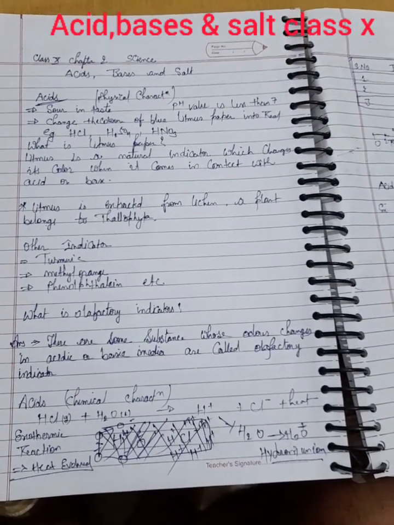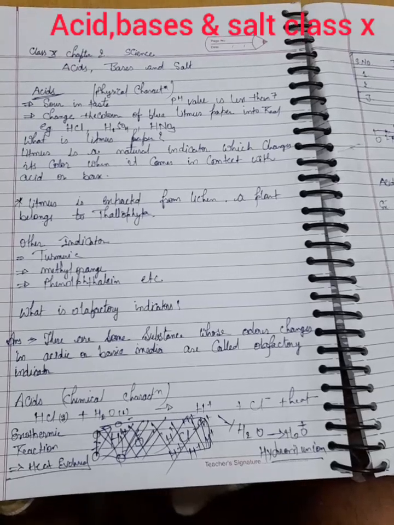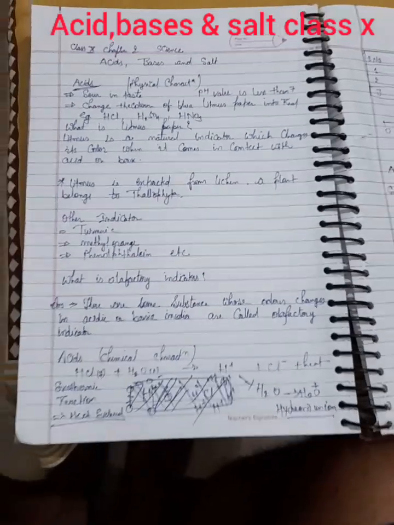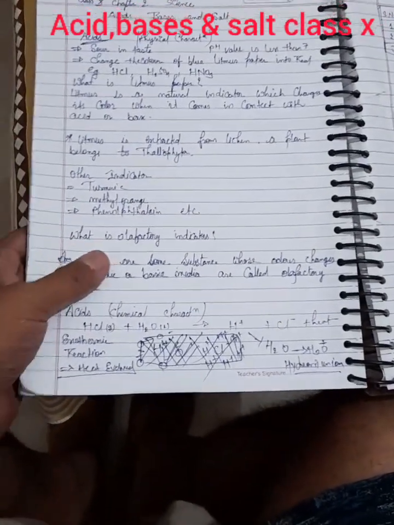What is an exothermic reaction? A reaction in which a large amount of heat is released is known as an exothermic reaction.